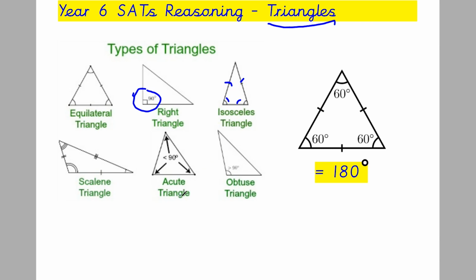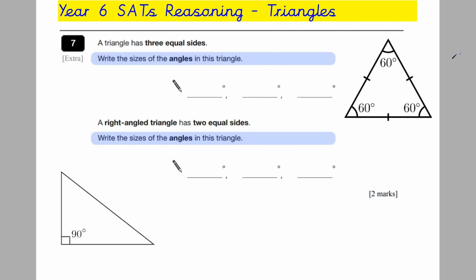We'll also need to know to solve these questions that an acute angle is an angle less than 90 degrees. An obtuse angle is an angle more than 90 degrees, and also angles inside a triangle add up to 180 degrees. This is an equilateral triangle, so you can see that all the angles must add up to 180, so they must all be the same, which is 60. So let's have a look at some SATs type questions that involve triangles, and let's see if we can use that understanding to solve them.